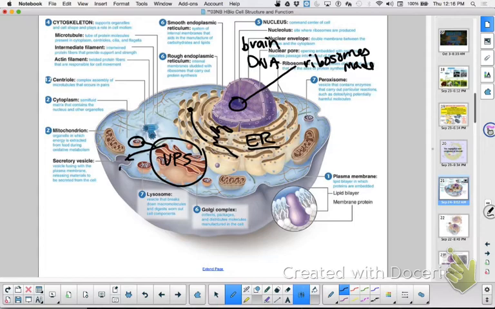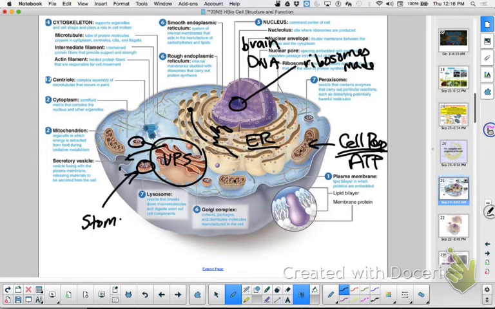Okay, what is this again right here? What are these? Mitochondria. What happens in the mitochondria? Cellular respiration. Cellular respiration makes a bunch of what for us? ATP. Good. Energy, good. Lysosome right here. What would we call the lysosome? The what? Stomach of the cell.